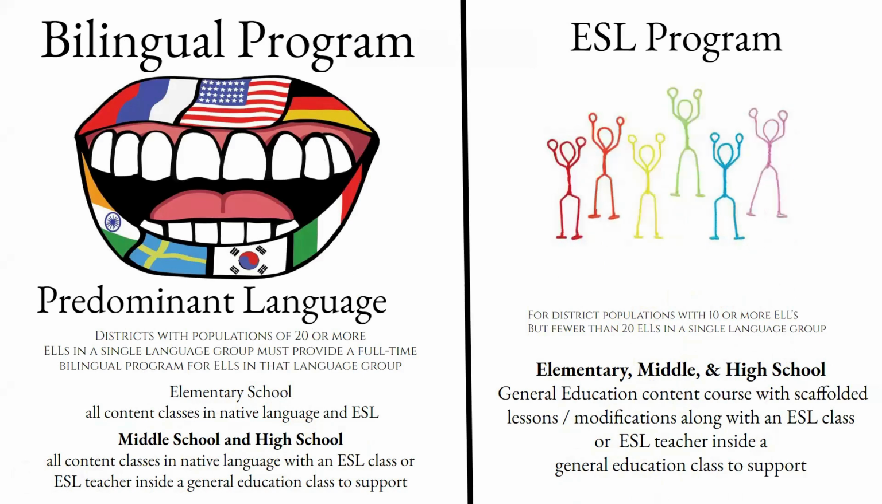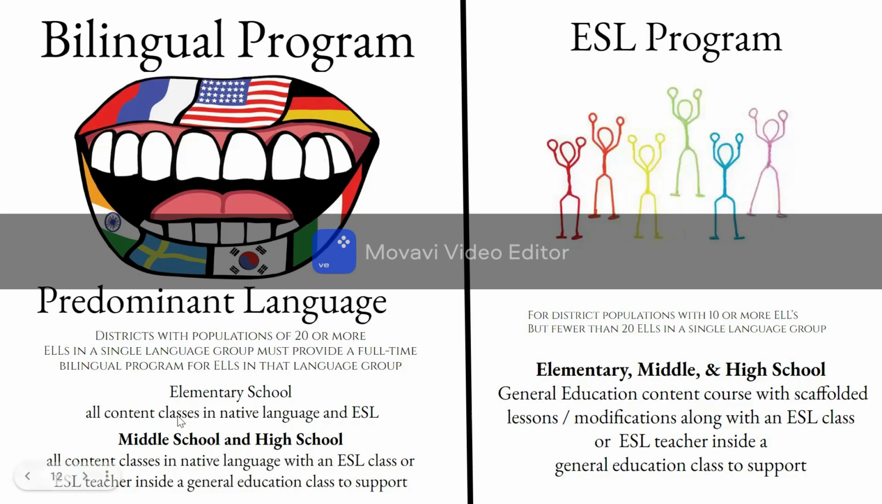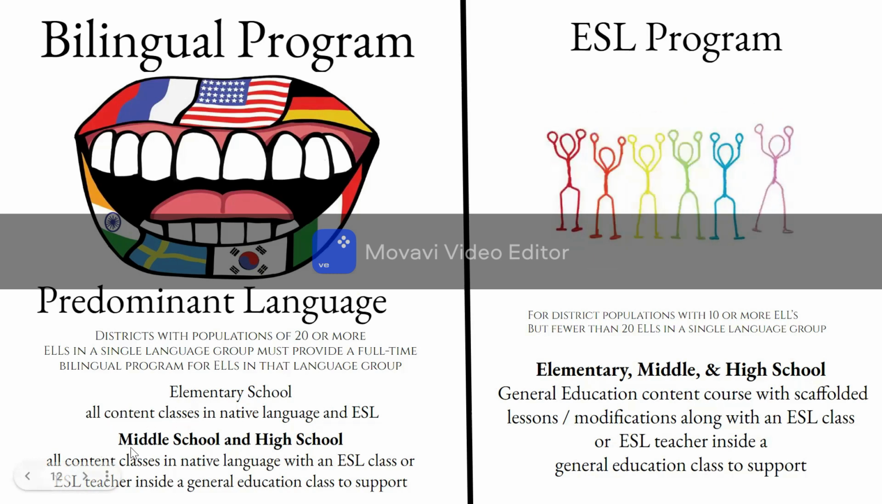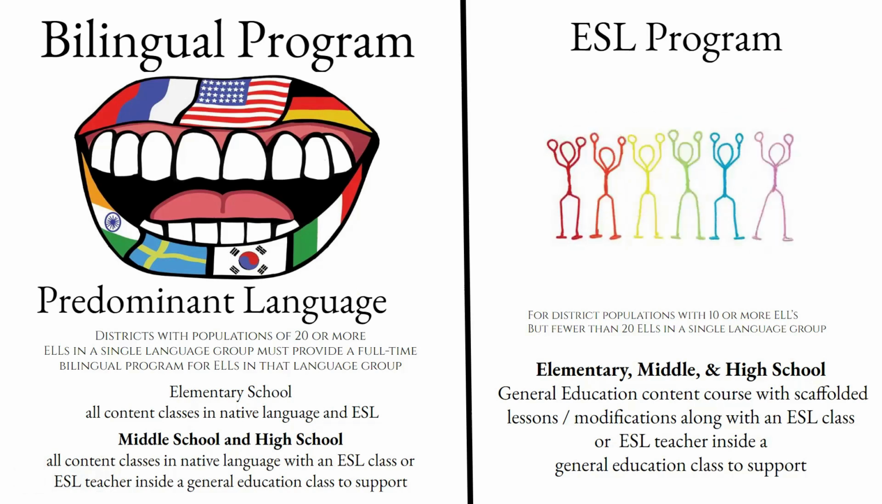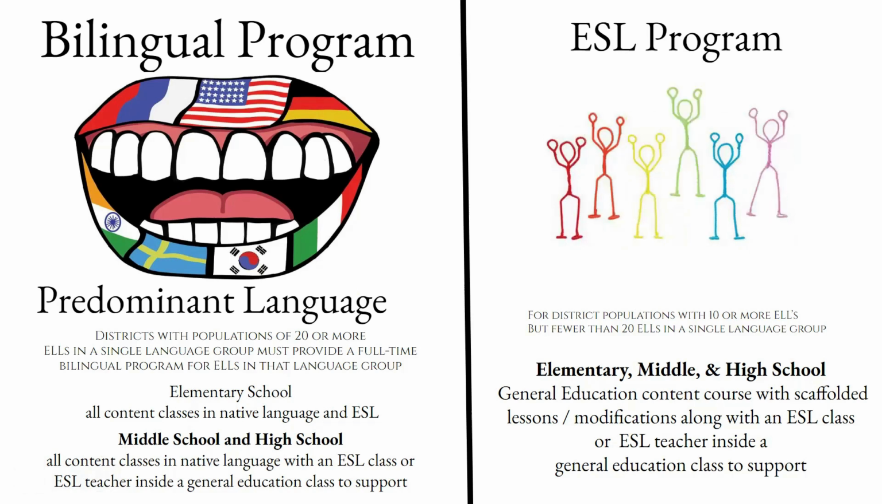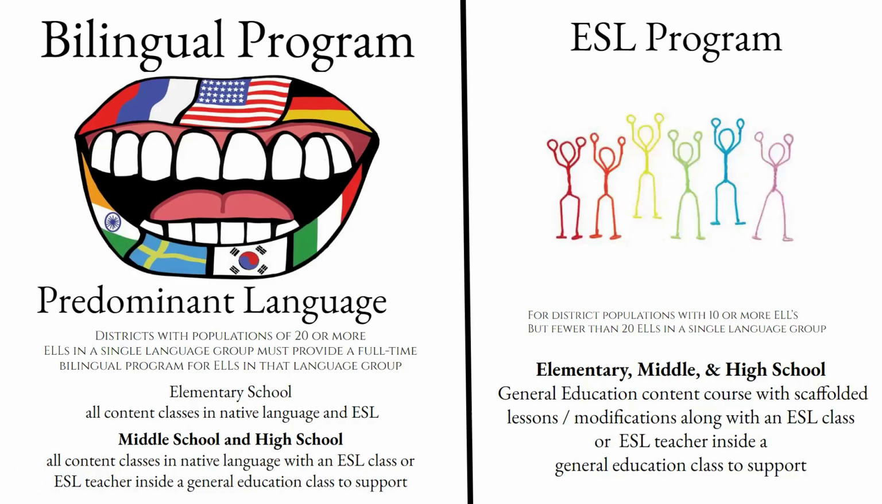And if you do have a bilingual program, then you have to provide all the content courses, so focus that more on middle school and high school. Science, math, and social studies have to be taught in the child's language, or the predominant language that you have 20 or more students in. In the case of Hackensack, it's Spanish.